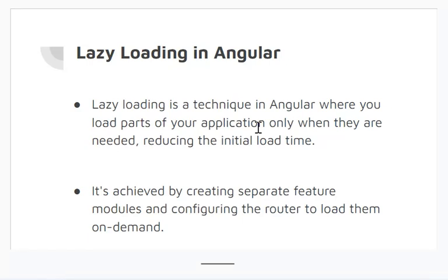This reduces the initial load time, and it is achieved by creating separate feature modules and configuring the router to load them on demand. So you create separate feature modules and then you use the router to load them on demand. So this really improves the initial loading performance, and lazy loading is used, as I said, in large applications with many routes. So let's see by example how lazy loading is done.